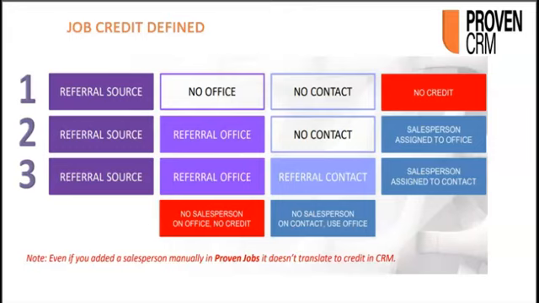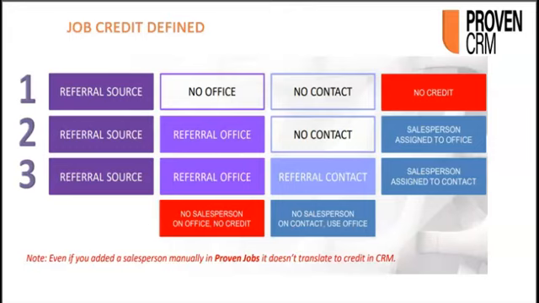The third level, the job credit logic, will look to see if a referring contact has been added to the job in Proven Jobs and there is a salesperson assigned to the relationship at the time of job create. Then the job credit logic will give credit to the salesperson assigned from that referring contact.